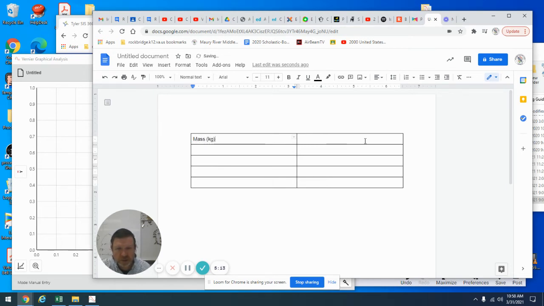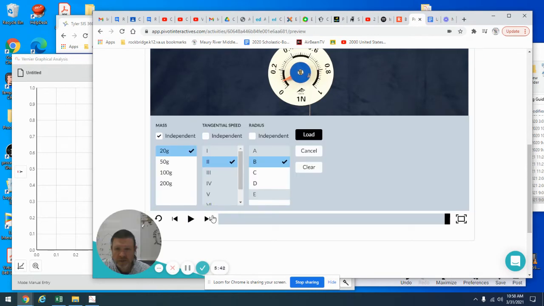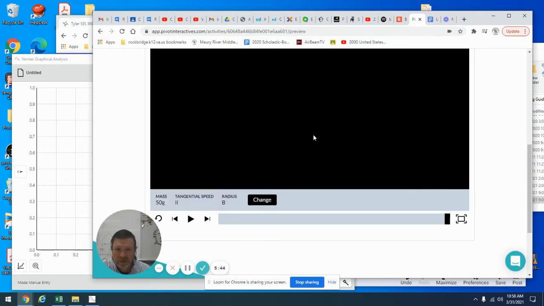I'm going to do that conversion on the fly. And then here I've got force measured in newtons. For the first mass, it was 20 grams, so that's 0.02 kilograms. I have the units up here at the top, so I don't need to put that here. And then the force was 0.08 newtons.